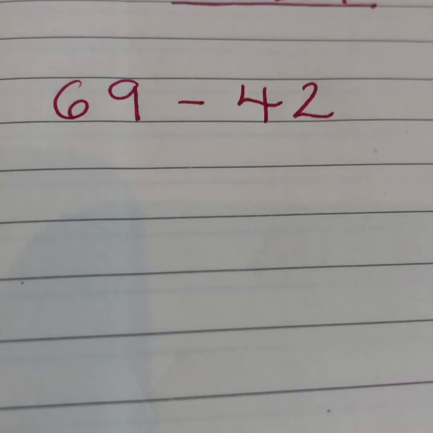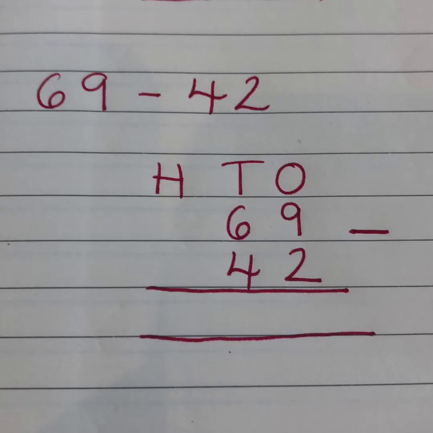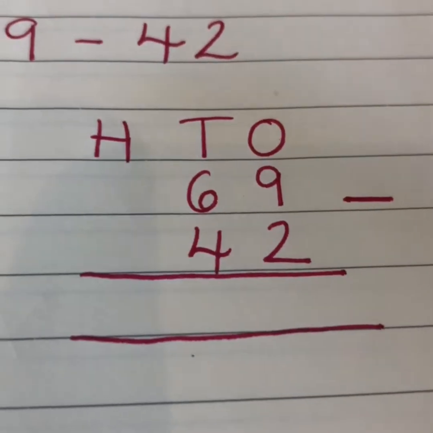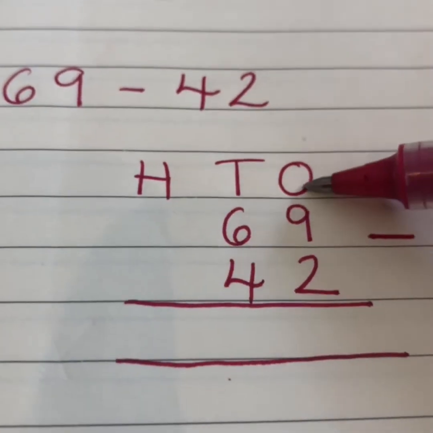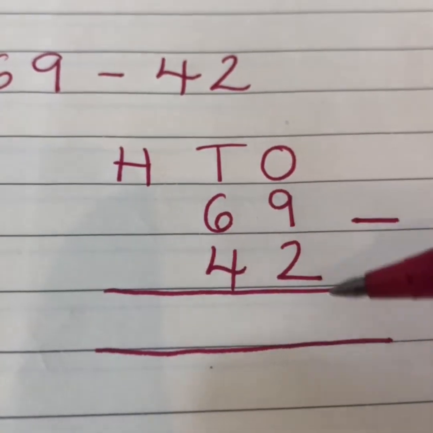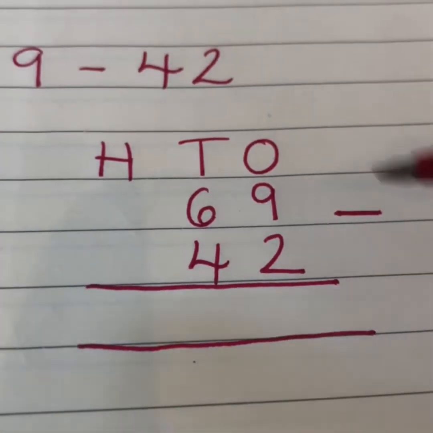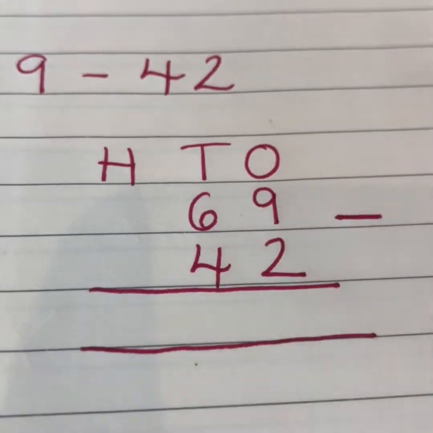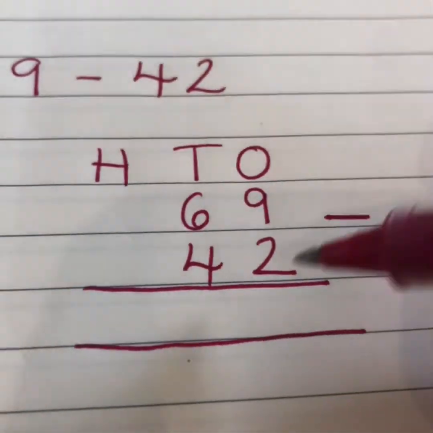This is our next number sentence. 69 take away 42. Have a go at seeing if you can put it into the column correctly, remembering which number needs to go on the top. So it should look like this. And then, the same as addition, we always start with our ones. So 9 take away 2. Or, what's the difference between 2 and 9? How many go in between 2 and 9? And that's 7.